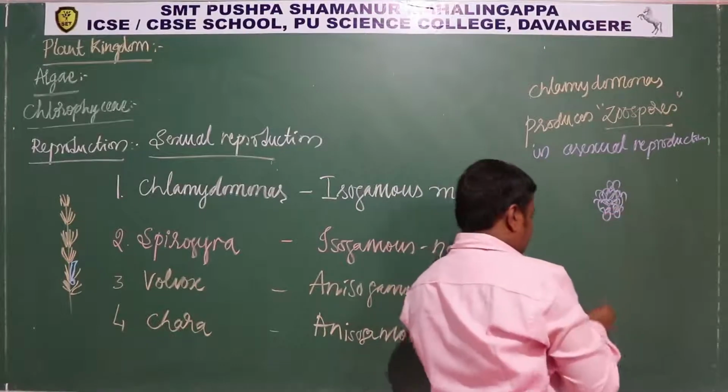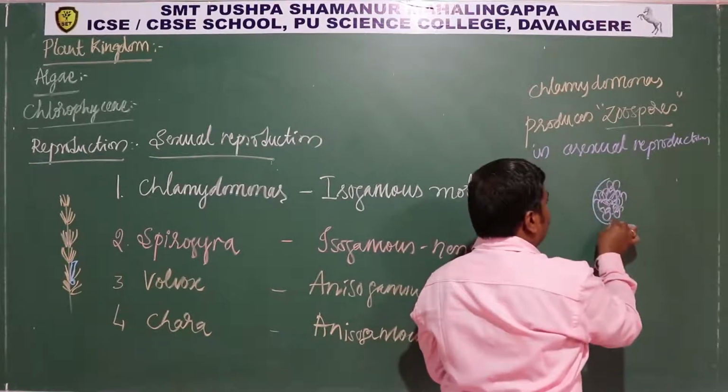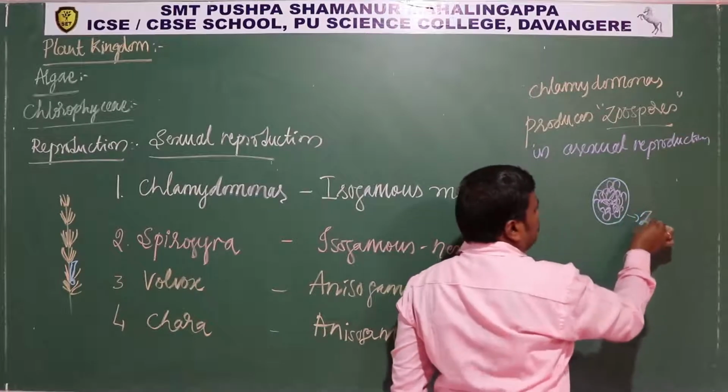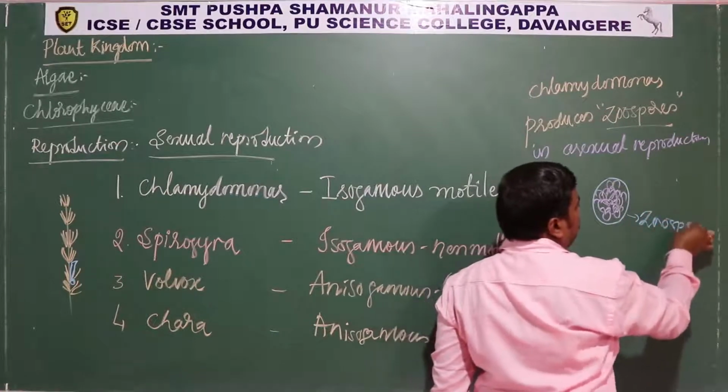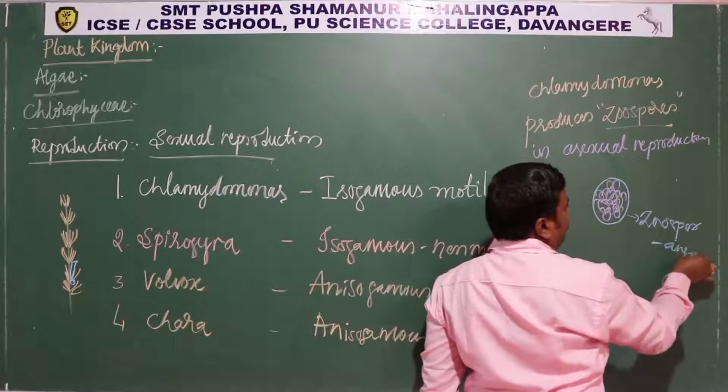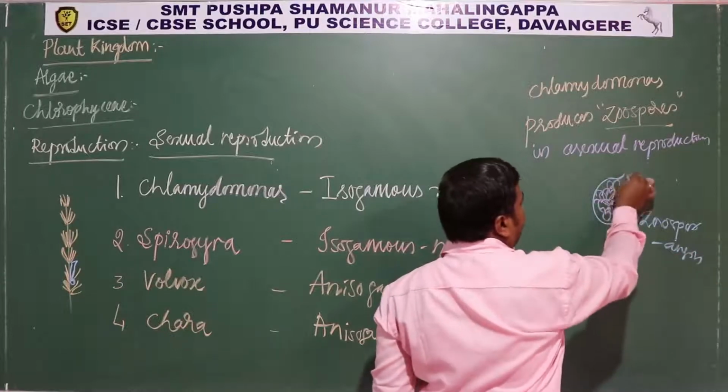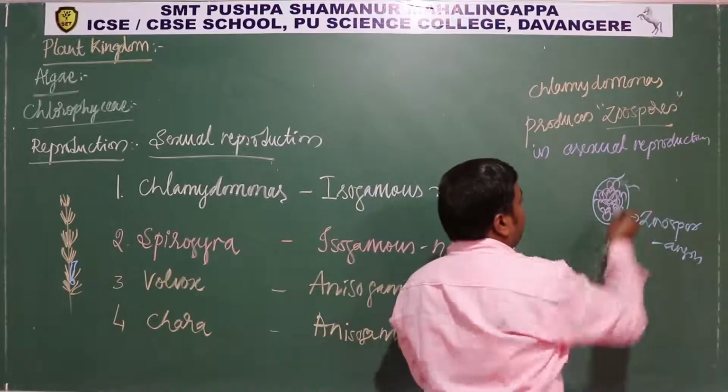That structure is called zoosporangia. So this is zoosporangia. It gets ruptured and releases the individual Chlamydomonas again.